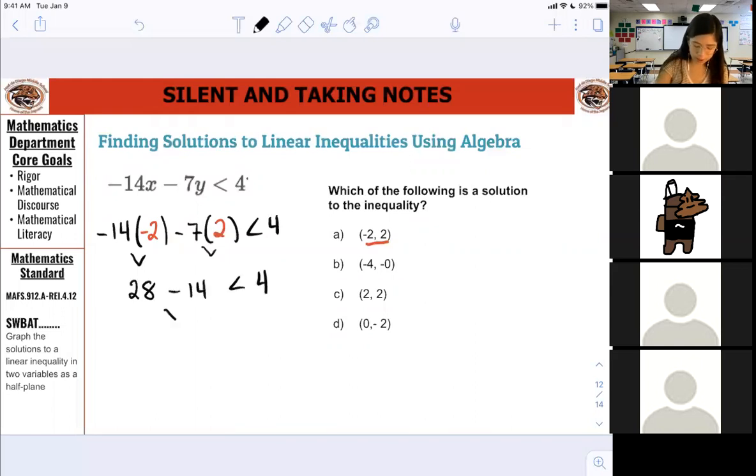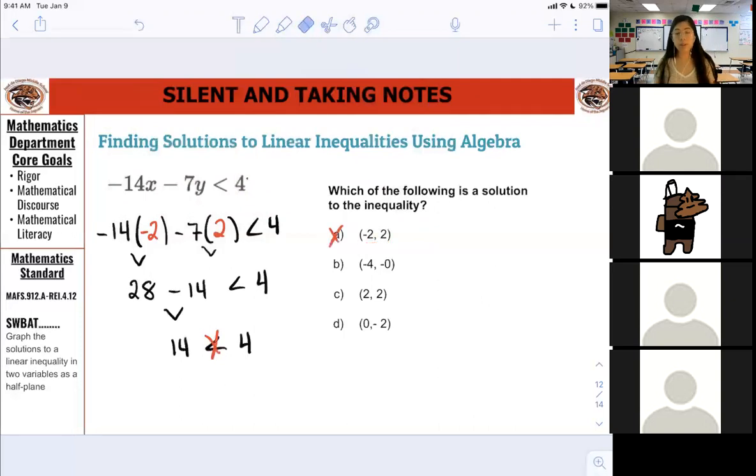And then 28 minus 14 gives me 14. Okay, so now here's what I have. 14 is less than 4. Is 14 less than 4? No, 14 is not less than 4. So this is a nonsensical answer. It doesn't make sense. Oops, I didn't mean to circle it. I meant to cross it out because that one's wrong.